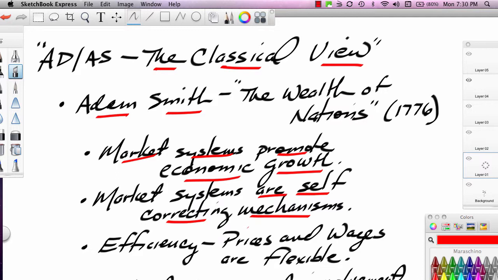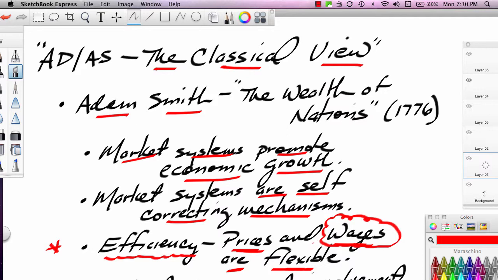Now you might say, well, why are they self-correcting mechanisms? Well, the key idea explaining why markets correct and self-correct is the idea that prices and wages are flexible. And we'll see that this is a key idea in understanding different views about the Great Depression and what you should do about a Great Depression or a recession for that matter. And we're going to learn later on, particularly the flexibility of wages is going to be a big idea. Are wages flexible? Particularly do they fall during bad times?